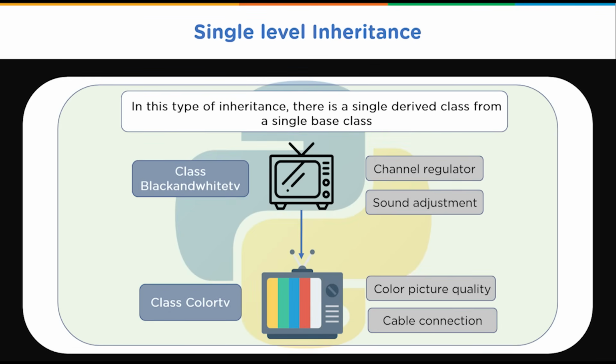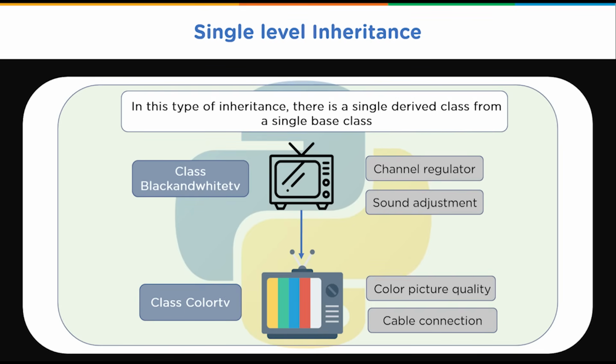Now let's take this example with a real world object, right? Let's first try to give you a view of what we want to explain about inheritance with real world objects. Here we are taking an example of a black and white TV and a color TV. Now single level inheritance: in this type of inheritance, there is only one single derived class from a single base class, as I mentioned earlier.